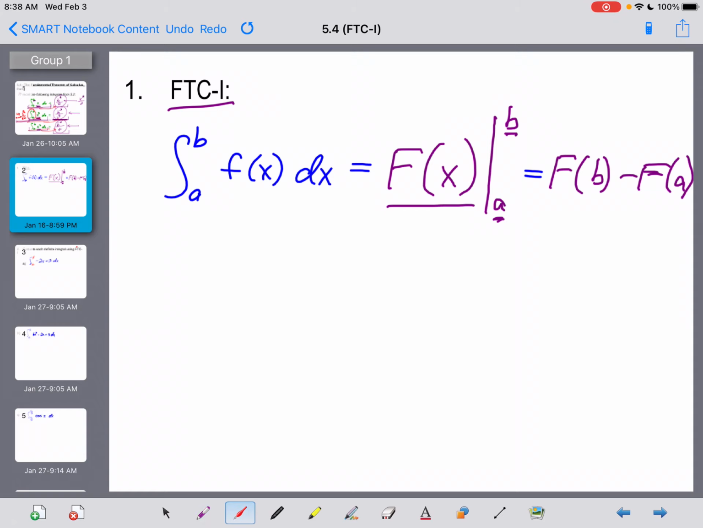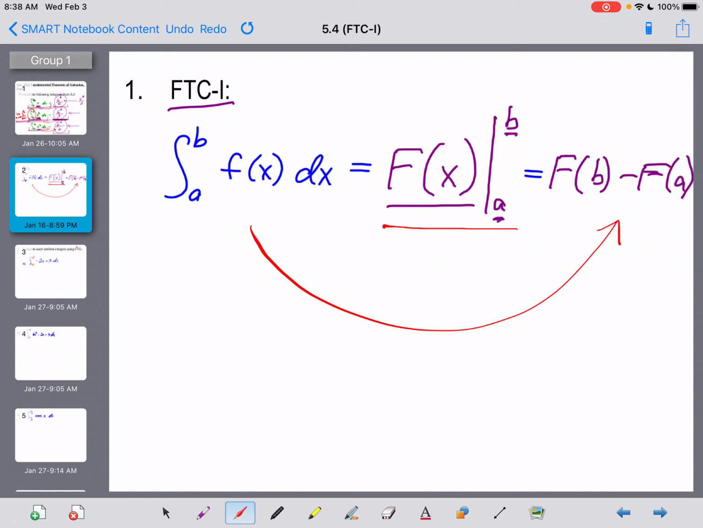Now, I'll tell you right now, most of the time you see this written out, that middle step will be skipped, and people will go directly from the first step over here to the second step. And that is perfectly fine. I just kind of wanted to use this opportunity to show an evaluation bar and explain what it is, and this is how it works.